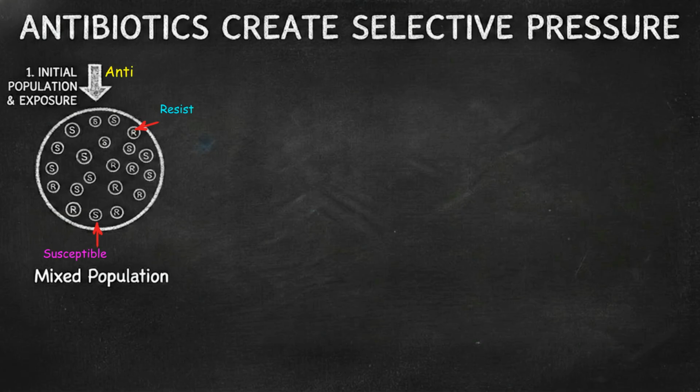When antibiotics are introduced, they create what is called selective pressure. Susceptible bacteria are affected first. Their essential processes are disrupted. They stop growing, and they die.